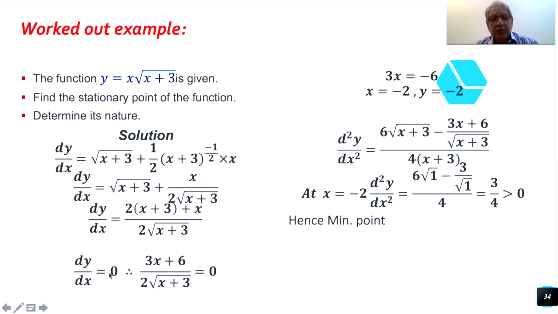We know that I have to put dy/dx equal to 0. Then I'm going to get x equal to negative 2. Substitute negative 2 here, and I'm going to get y also equal to negative 2. Therefore, the point is (negative 2, negative 2).